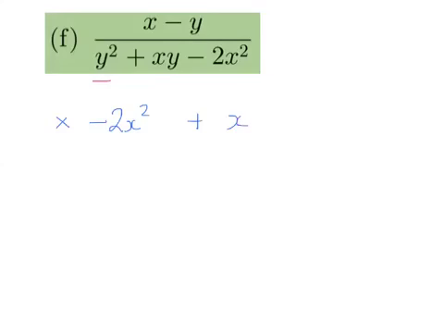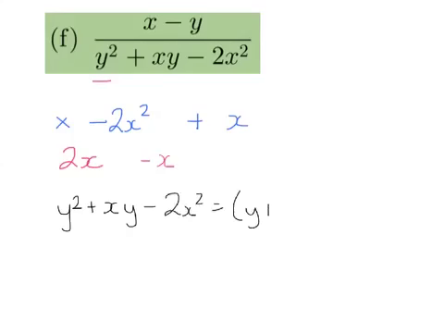We know that those two numbers need to be 2x and minus x. So now we can actually factorize this expression. Y squared plus xy minus 2x squared should equal y plus 2x times y minus x. Now let's just quickly check this to make sure we're on the right track.